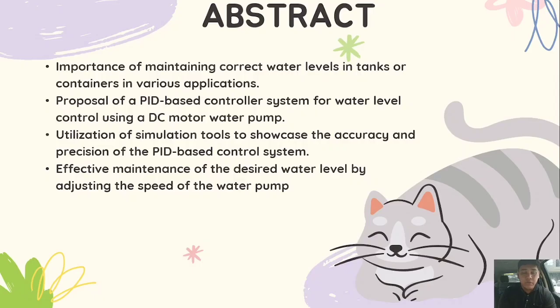So the abstract of this research is the importance of maintaining correct water levels in tanks or containers in various applications. We also prepare the proposal of a PID-based controller system for water level control using a DC motor pump, utilizing simulation tools to showcase the accuracy and precision of the PID-based control system. This allows effective maintenance of the desired water level by adjusting the speed of the water pump.